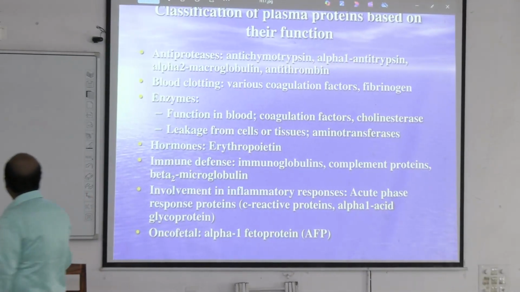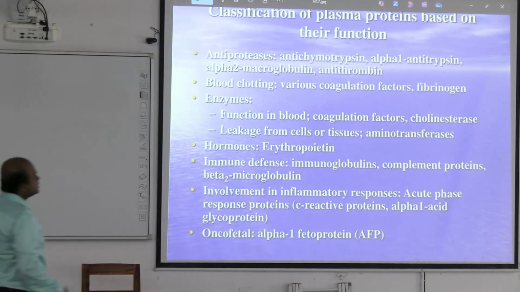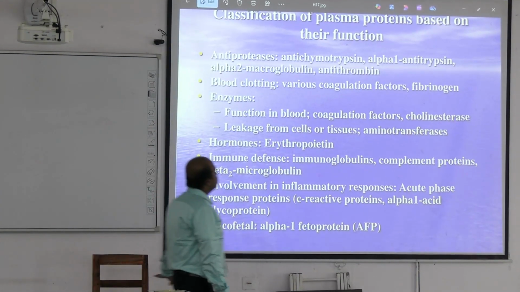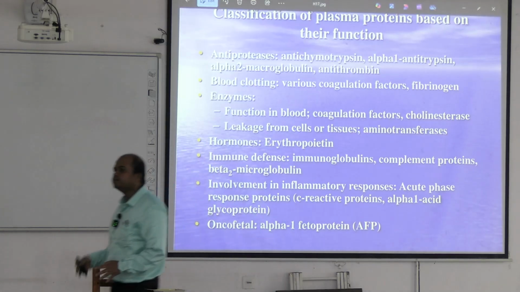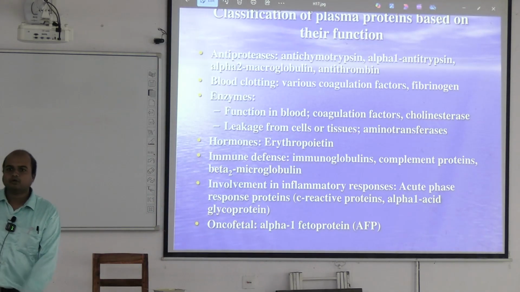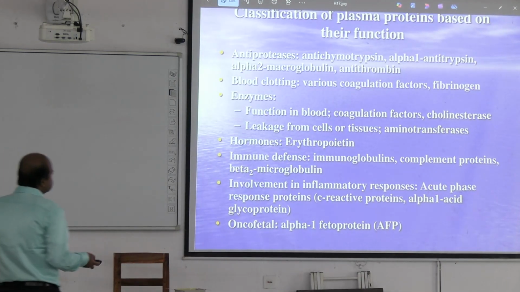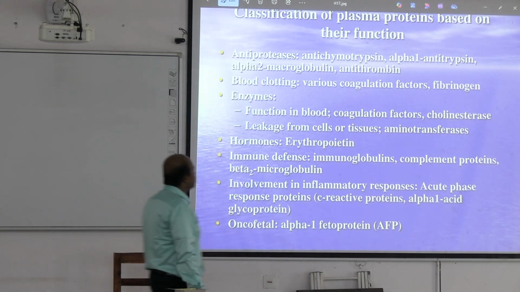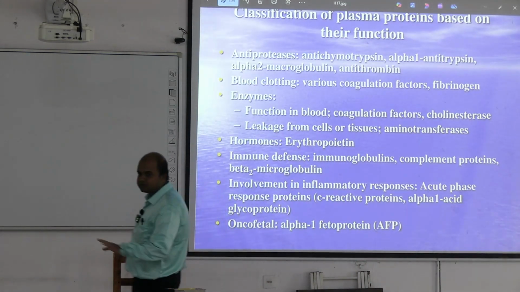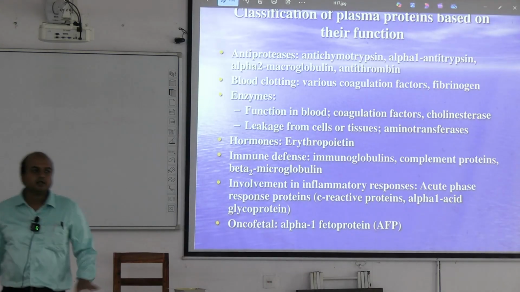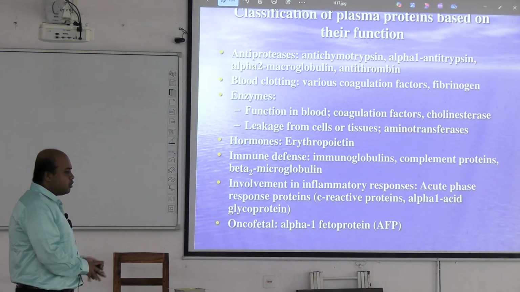Classification of plasma proteins based on function. Some plasma proteins are classified as anti-proteases, because you will get acquainted with these names as the course goes on. Alpha 1 antitrypsin, we will read about it in respiratory physiology. Then some have functions as enzymes. Erythropoietin is one of the hormones. Immune defense: immunoglobulins, other globulins. Inflammatory responses: what inflammation is, you will study in pathology, but plasma proteins have a role in it. Alpha fetoprotein, oncofetal.